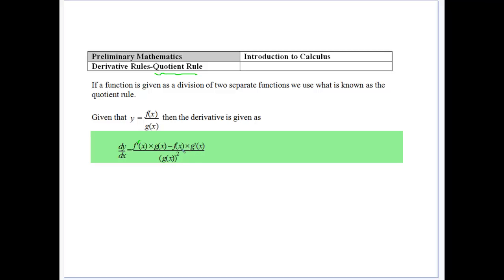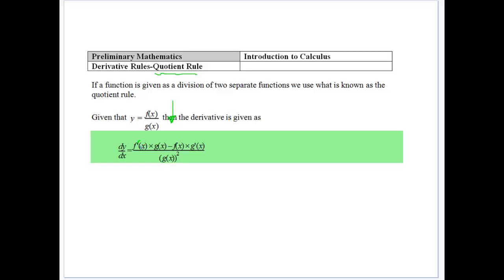Now, with the product rule, it didn't really matter which one you derived first, the first or second function. With the quotient rule, though, it does, because it's negative here rather than a positive. So the top one gets derived first. If you can remember that you derive from the top down, the first one you derive is the top one, then you derive the second one.